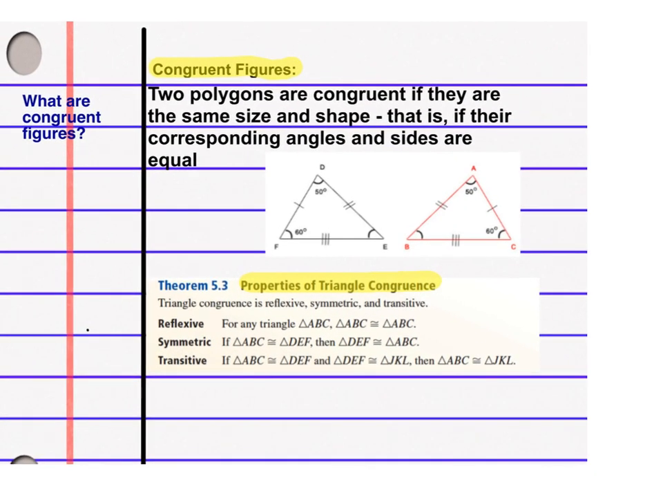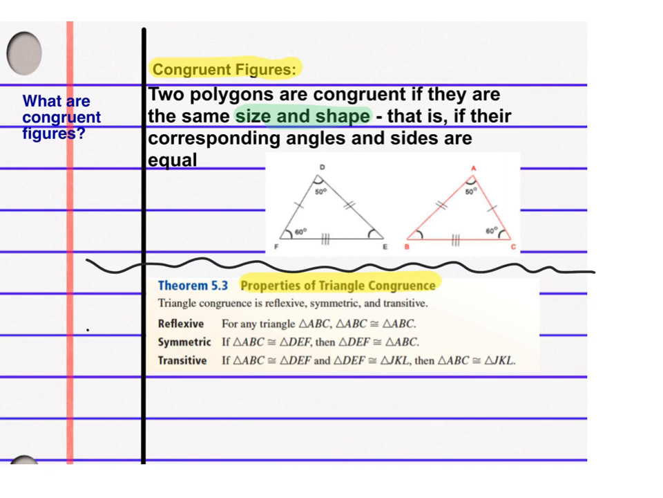All right, congruent figures. 2 polygons are congruent if they're the same size and shape. That is, their corresponding angles and corresponding sides are equal. They should be exactly identical. Summarize what you want to write down. If you want to do the picture, or just say identical, same size and shape, it's up to you what you think would be helpful, but there should be something for congruent figures.